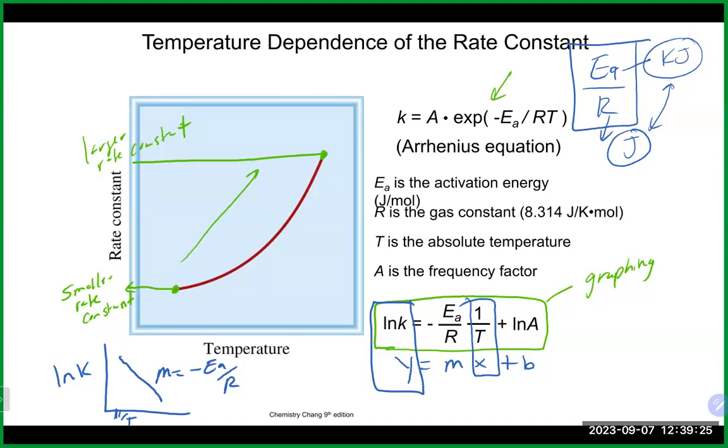But you can convert R into kilojoules as well. Whichever way you want to do it, you usually need to do some type of conversion, otherwise you'll be off.